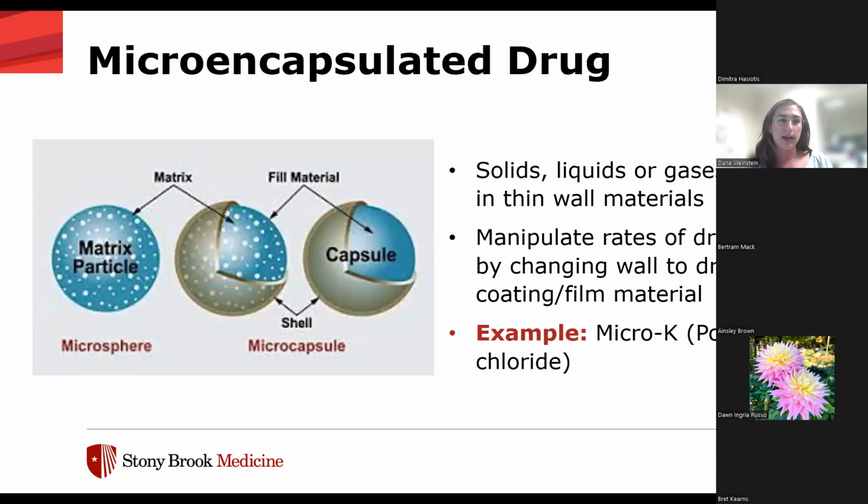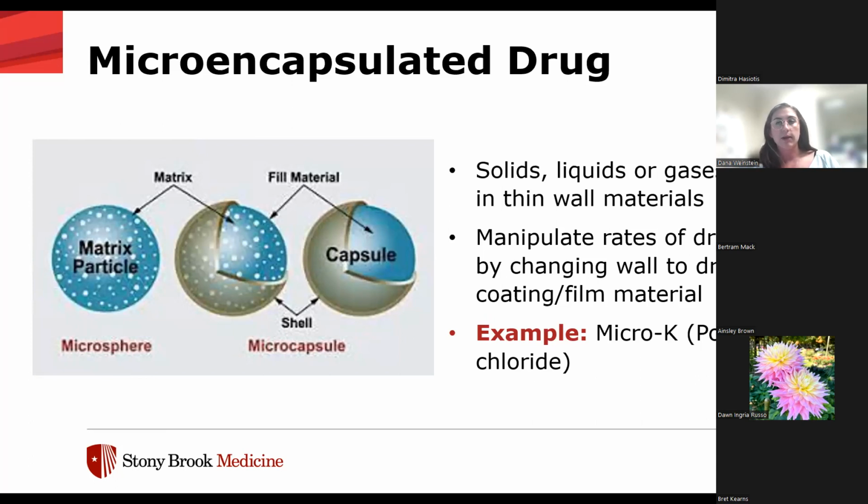Then we have a microencapsulated drug. So solid, liquids, or gases enclosed in thin wall materials. And you can manipulate the rates of drug release by changing the wall to drug ratio, the coating, and the film on the material. And the example for this would be Micro-K.